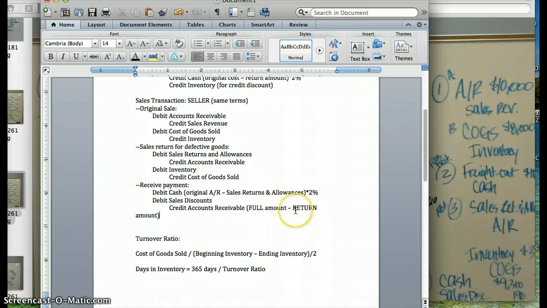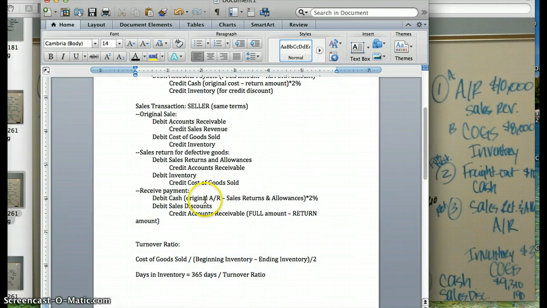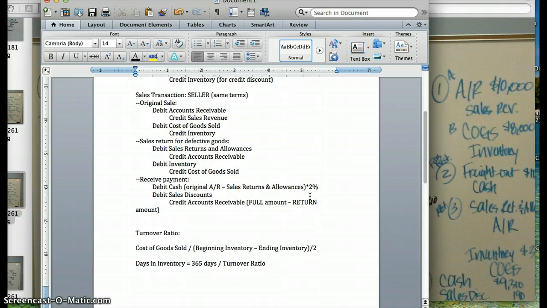Sales discounts have a calculation. Just go by this for both the seller and the buyer. The way you calculate it for the buyer is the original cost minus the return amount they returned to the seller, multiplied by whatever the credit terms are. And the same goes for the seller: the original accounts receivable they opened for the customer, minus the sales returns and allowances, multiplied by the 2%.